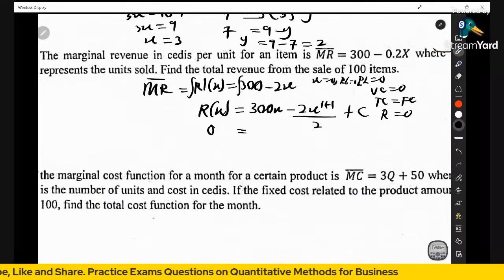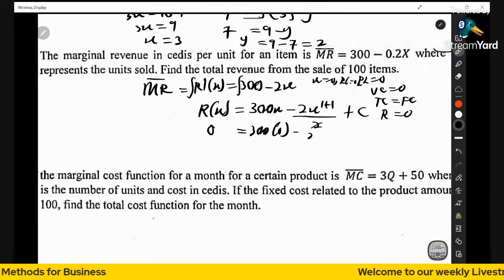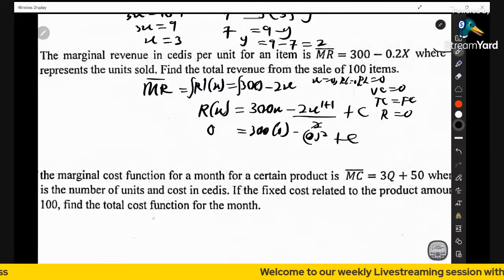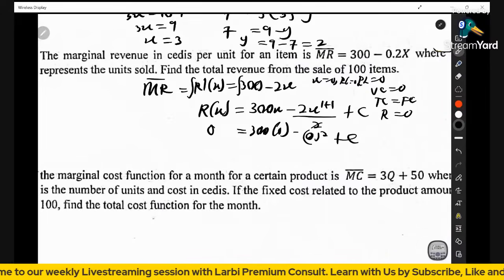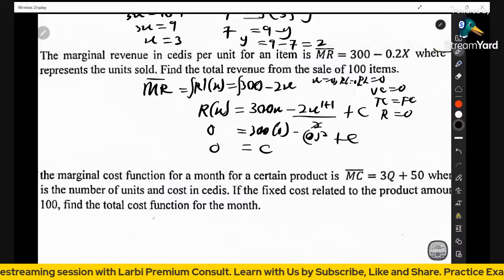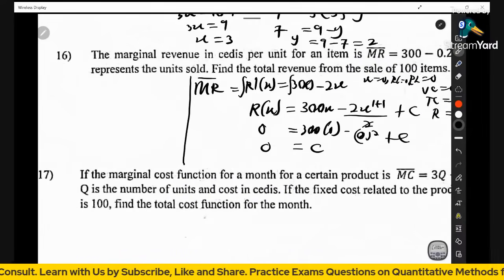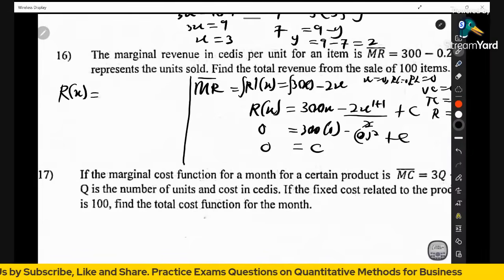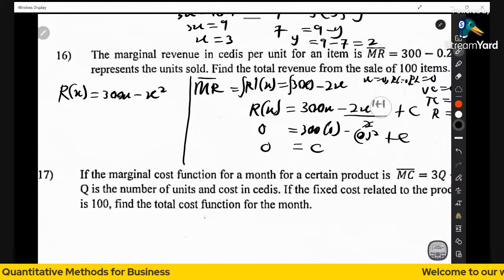So in this case, R here should be equal to 0. Whenever I see x, I'll substitute 0 there. So we have 300 times 0 minus, here the two cancel. So I'm having 0 x squared plus C. So at the end of the day, your constant is also 0, because the whole of this is going to fetch 0, and you have R to be 0. So here, meaning that our C is equal to 0. So once we get that, then we can say that our revenue function proper should be equal to 300x minus x squared. 300x minus x squared.